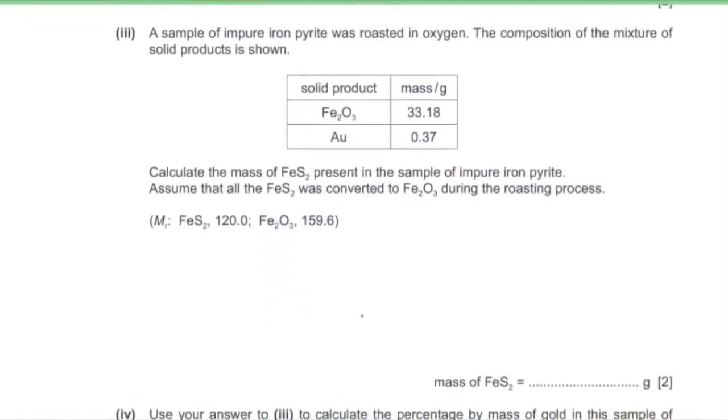We will take the moles of iron(III) oxide forming and use the mole ratio to find the mass of iron pyrite involved. Moles of iron(III) oxide equals the mass of iron(III) oxide, that is 33.18, divided by Mr of iron(III) oxide, which is 159.6. This equals 0.2079.